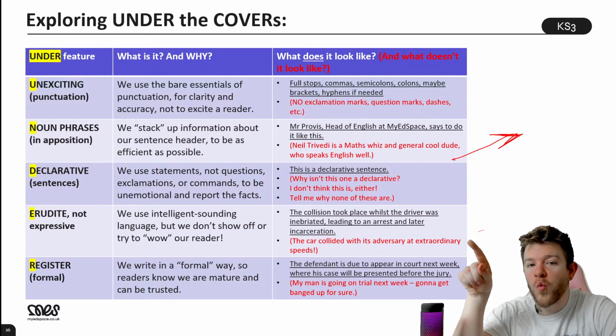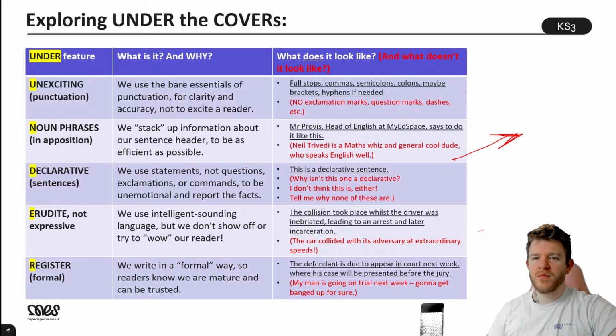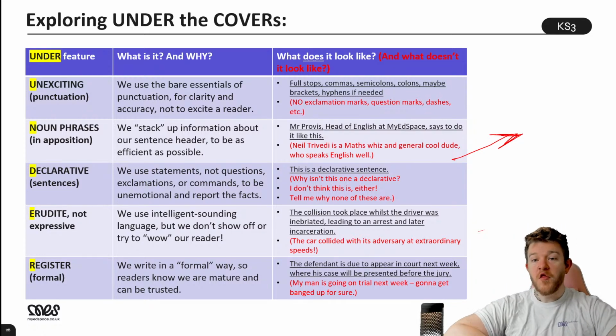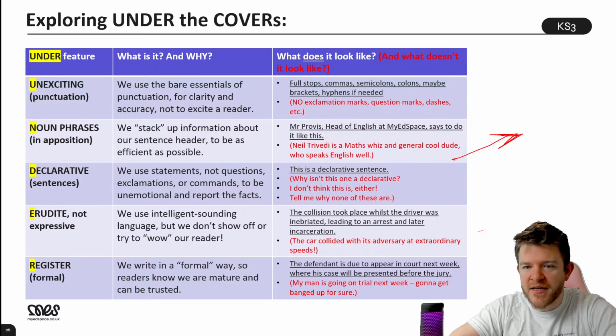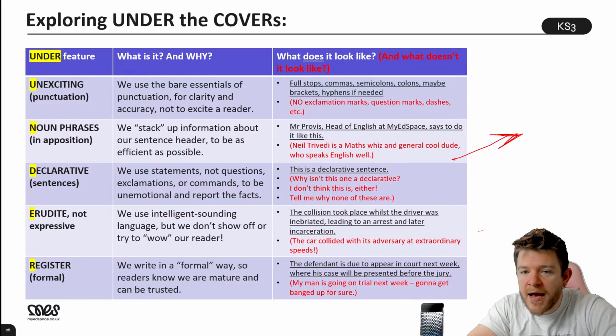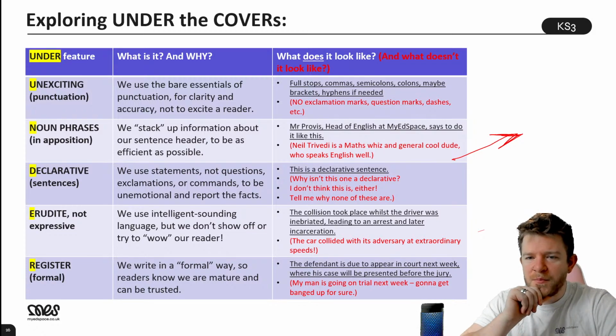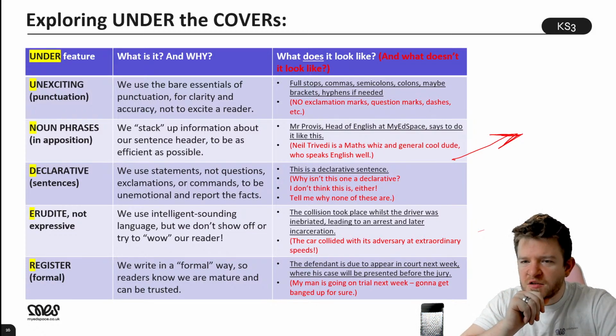But you've missed out one of the bits of apposition, haven't you? The maths teacher, Mr. Neil Trivedi, whose age is blah, blah, blah. Yeah, so if you were to change the sentence, that would work. Lashan, you got it. That's perfect. Neil Trivedi, maths whiz and general cool dude, speaks English well. Neil Trivedi, a maths whiz at my headspace, speaks English well.